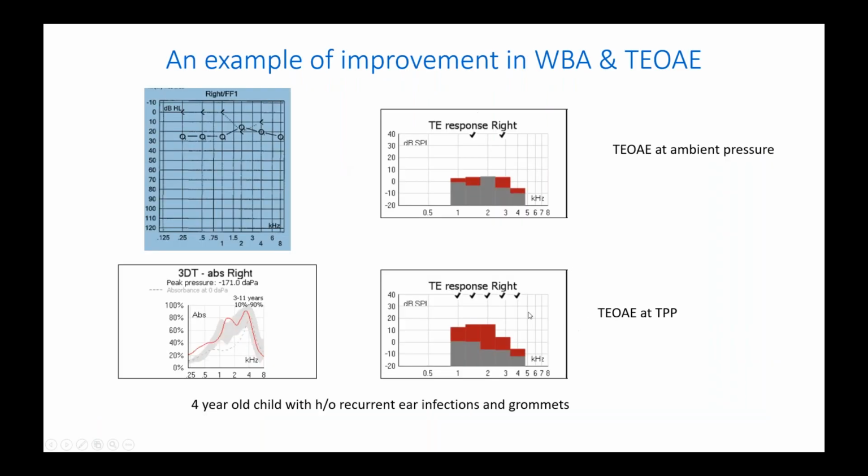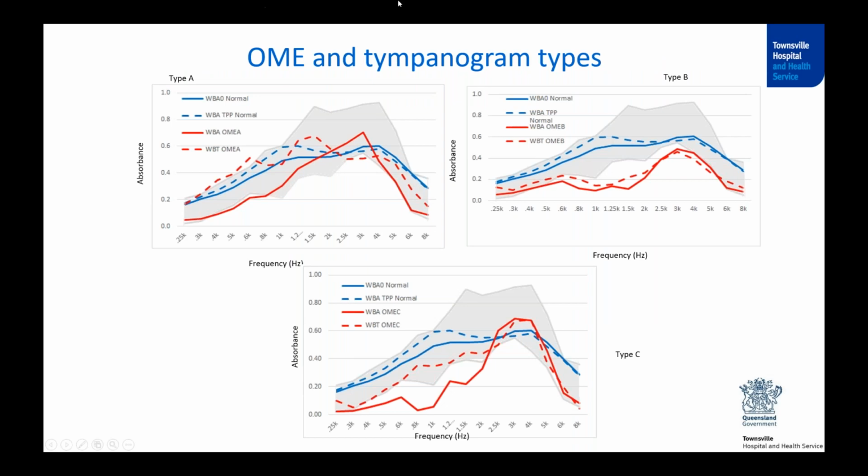So this is an implication because the OAE has improved, because the energy that's absorbed in the middle ear has also improved. This is just an observation that we did, that with the OME, when there's effusion in the middle ear, you can still get an A-type tympanogram, depending upon what the fluid level is and how thick the fluid is. You can still get an A, B, and C-type tympanogram.